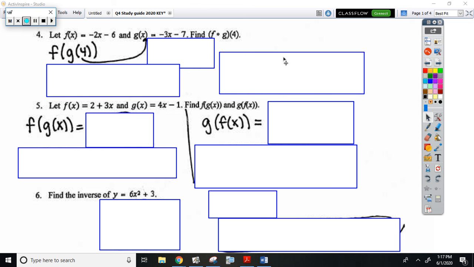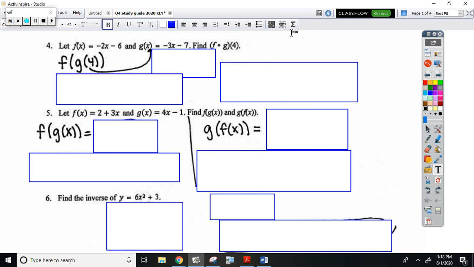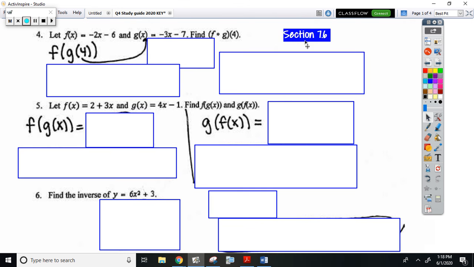Right, so I had a request for numbers 4, 5, 6, and 7 on the quarter 4 study guide. 4 and 5 were both looking at the composition of functions. This was something that we learned in section 7.6, if you'd like to go back and watch the whole video. This is where we actually take a function and plug it into another function. So they are asking us to find f of g of 4.